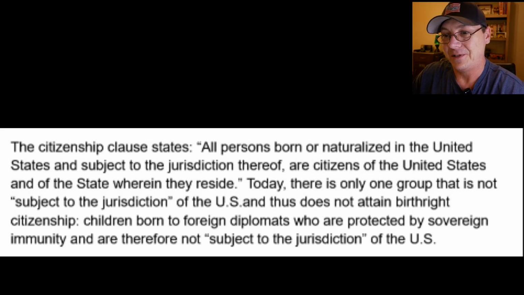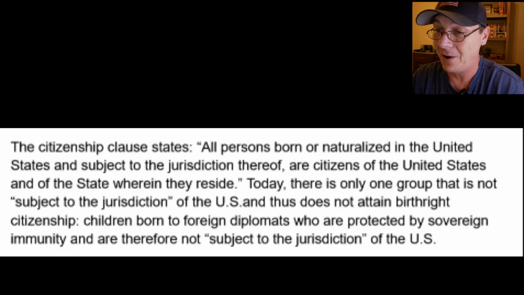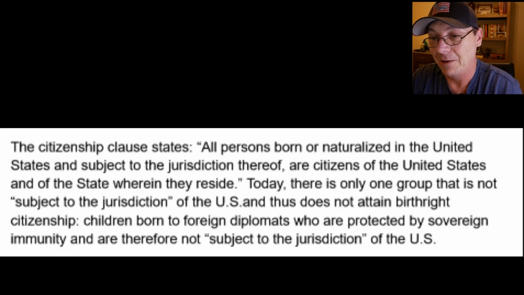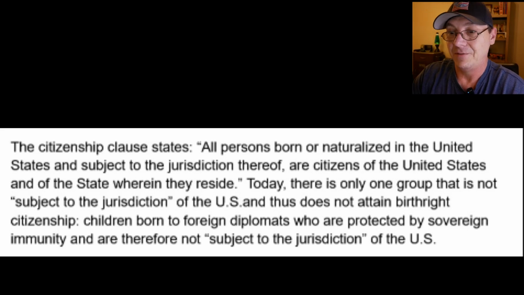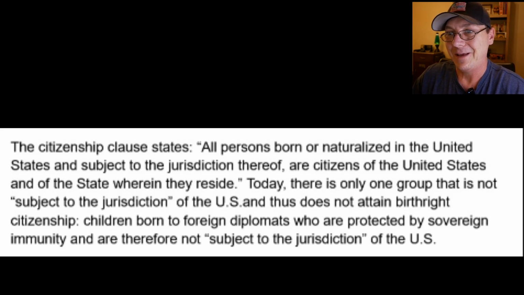This is what they say at the ACLU. The Citizenship Clause states that all persons born or naturalized in the United States and subject to the jurisdiction thereof are citizens of the United States and of the state wherein they reside. Today, there's only one group that is not subject to the jurisdiction of the U.S. and thus does not attain birthright citizenship: children born to foreign diplomats who are protected by sovereign immunity and are therefore not subject to the jurisdiction of the U.S. So let me ask you for a moment, why do you think that the people in the 1800s, when they wrote this, including Lincoln and another senator we're going to talk about, why do you think they put that in there?